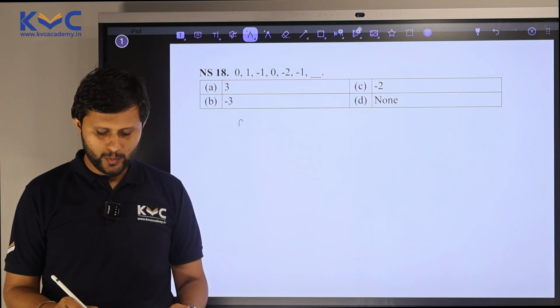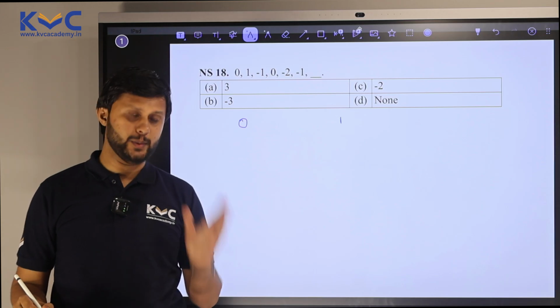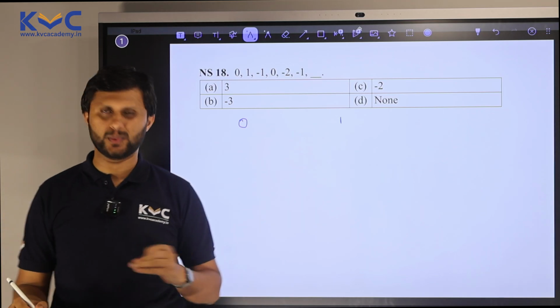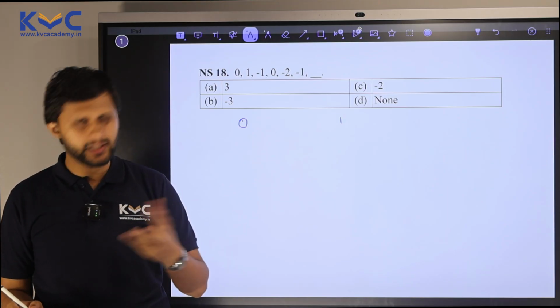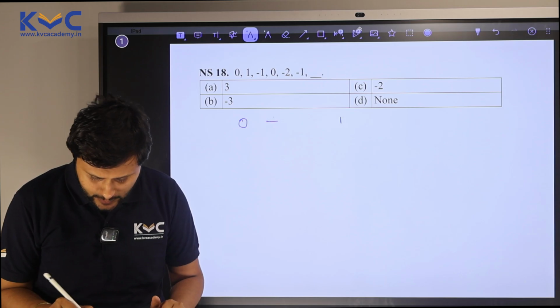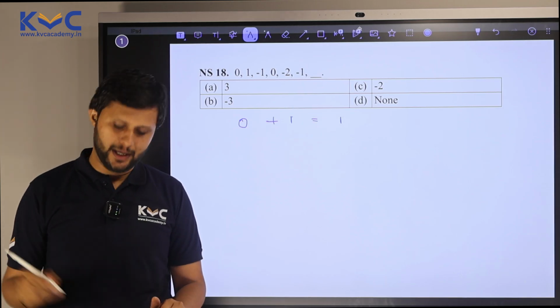18. 0. We have 1. From 0 we have to reach 1. Then from 1 we have minus 1, 0, minus 2, minus 1. It continues. Try to get the logic over here. Okay, 0. So we have plus 1, 0 plus 1 is 1. Easily I could have written that.